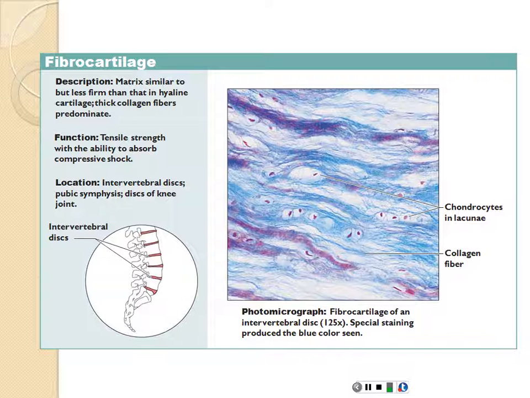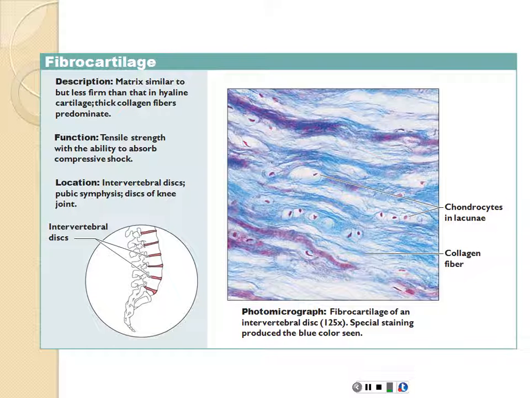And then fibrocartilage, the last type of cartilage. The matrix is similar to, but less firm than in hyaline cartilage. And you can see more collagen fibers here. Remember, collagen fibers provide strength to a tissue.